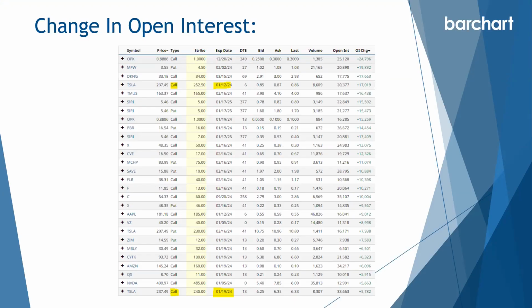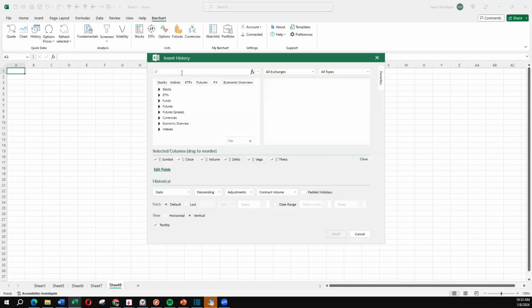Another good report that we can run at barchart.com is the change in open interest. We're seeing here a couple of interesting ones with Tesla. We've seen some really big change in open interest in these call options. Now, these are quite short term, January 12th. They're out of the money. And again, another one here in Tesla, fairly short term, out of the money call option. That could indicate some bullish bets in Tesla. So let's take a look at that first one, which was January 12th, and it was a 252.50 call.